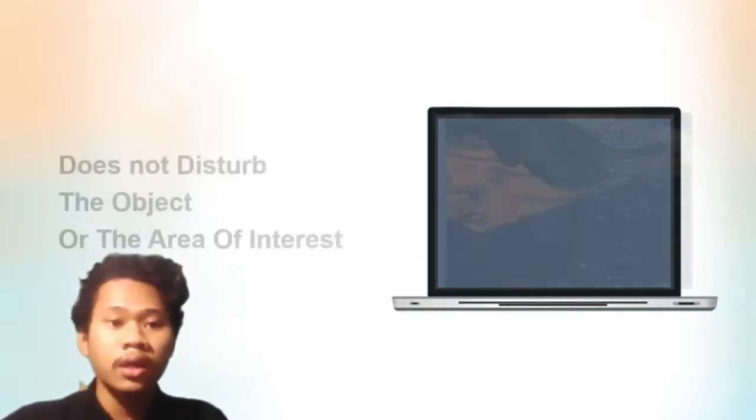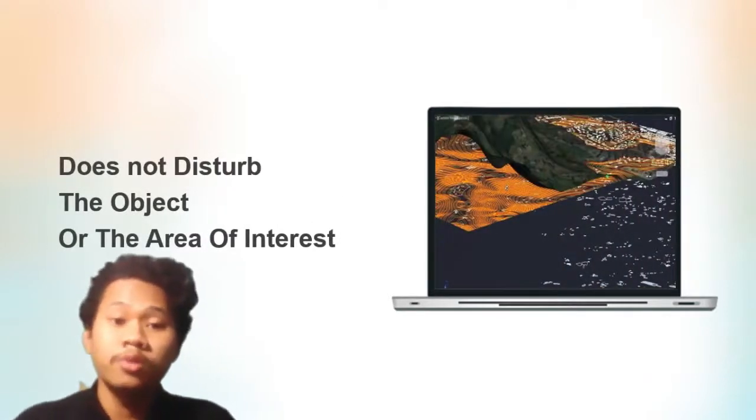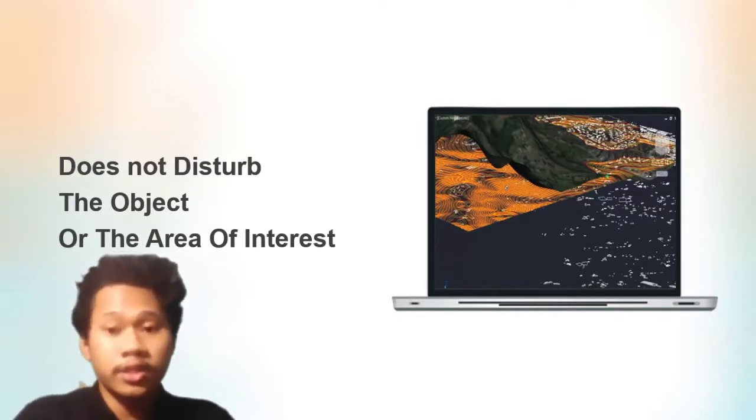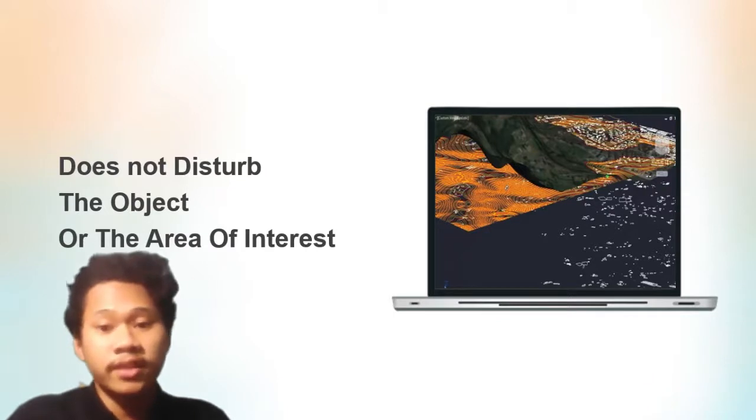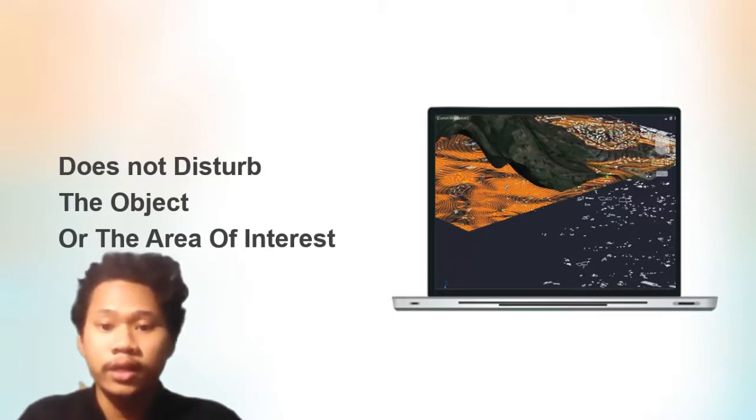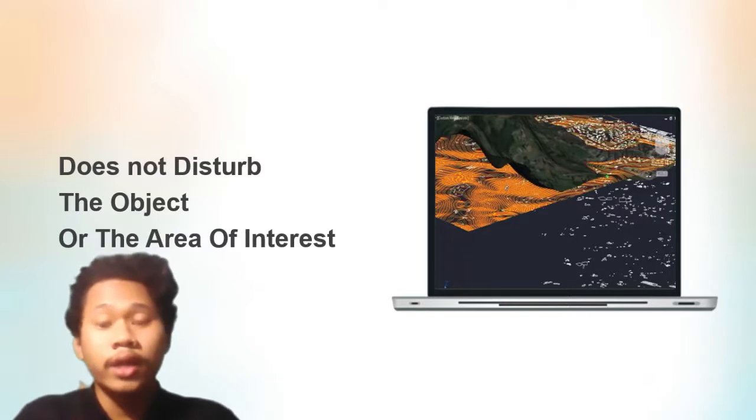And the last one is that remote sensing doesn't disturb the object or the area of interest. Remote sensing is unobtrusive, especially if the sensor is passively recording the electromagnetic energy reflected or emitted by the phenomena of interest.